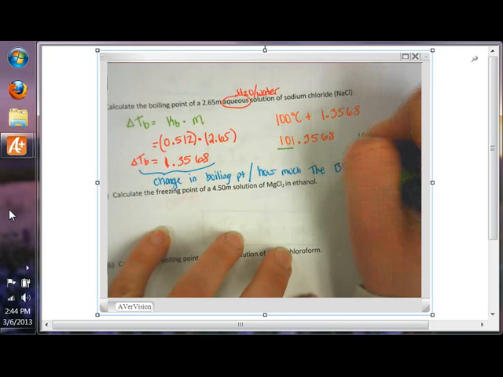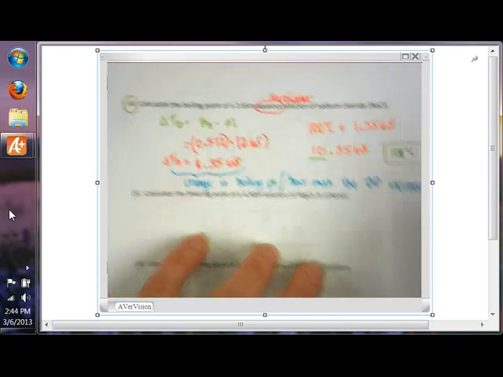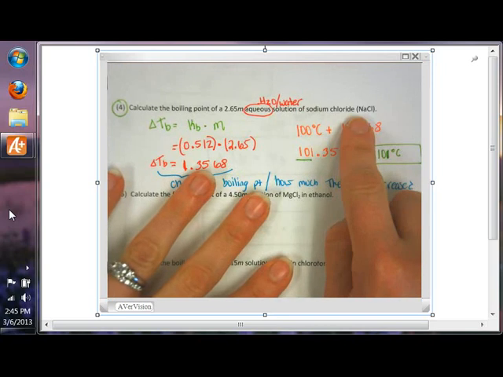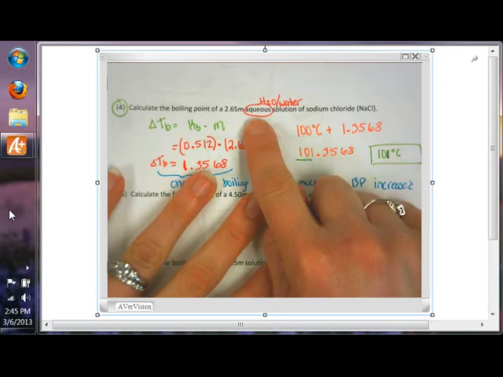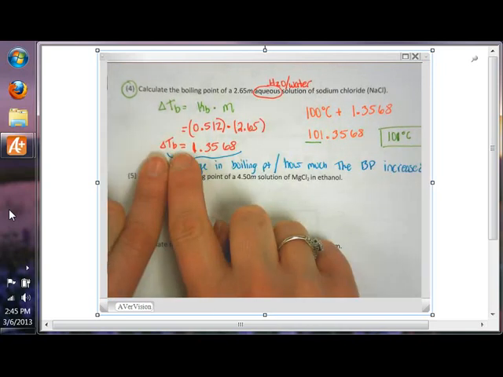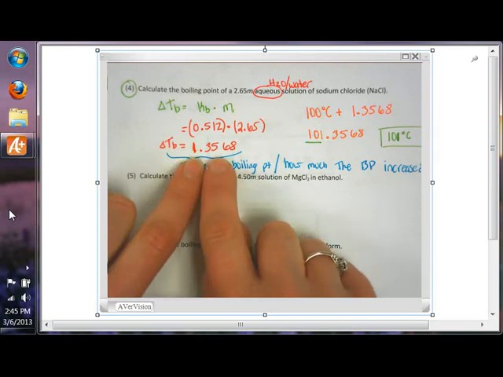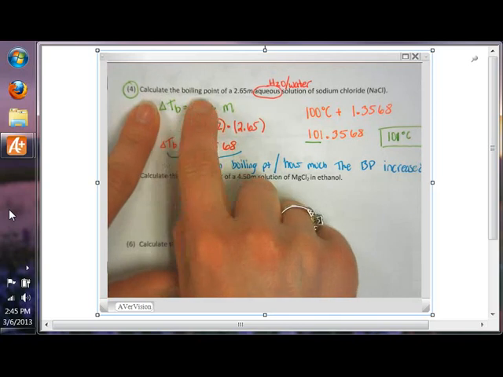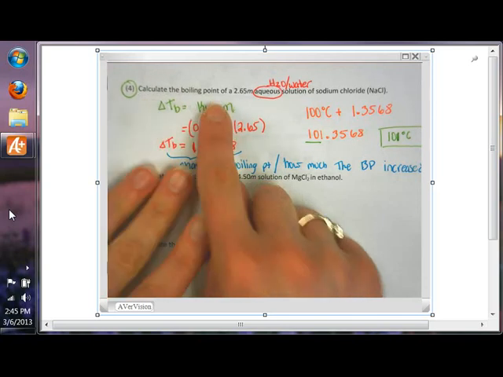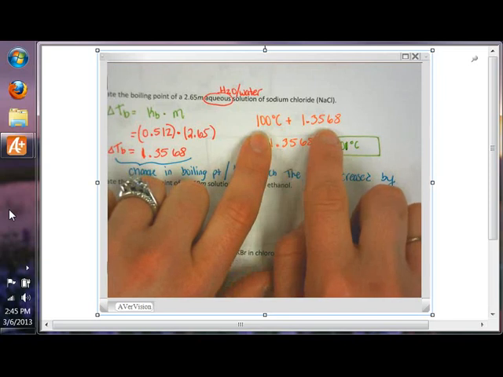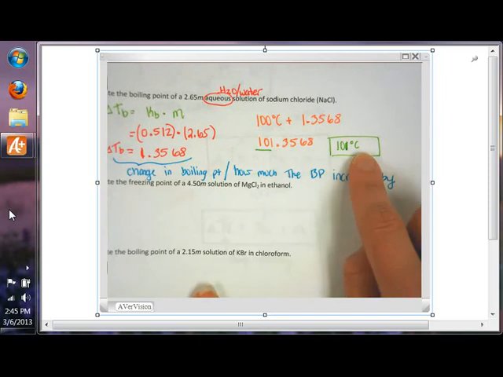So when we dissolve sodium chloride in water, it causes the boiling point to increase or change by this much, but they wanted us to calculate the actual boiling point. So I take the boiling point of water, I add the change to it, and I get the new boiling point. So let's also go ahead and let's do number 5.